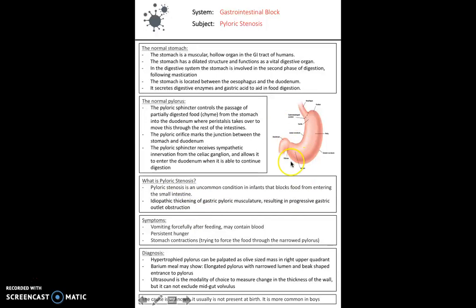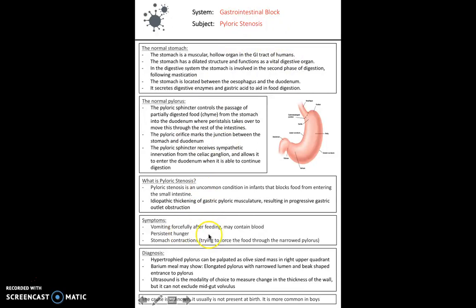So obviously the whole purpose of that pylorus and that pyloric antrum and the sphincter is to allow that chyme into the duodenum, and this issue here is that it's not allowing food into the duodenum. So it's idiopathic thickening of this musculature here, which results in this obstruction. Okay, so stenosis, we're thinking narrowing or obstruction.